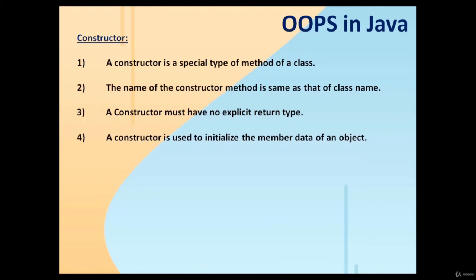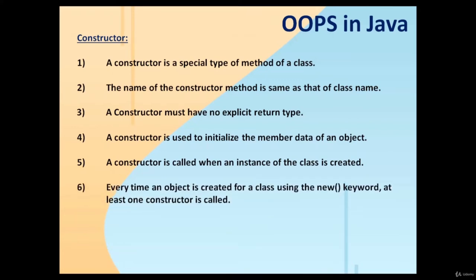The fourth point, a constructor is used to initialize the member data of an object. The purpose of a constructor is to give the default values for the member data of an object. And when does a constructor get executed? A normal method gets executed whenever it is being called by an object. So emp.displayDetails, the emp object is calling displayDetails, that time it will get executed. And a normal method can be called any number of times. But a constructor is called when an object, or an instance of a class, is created.